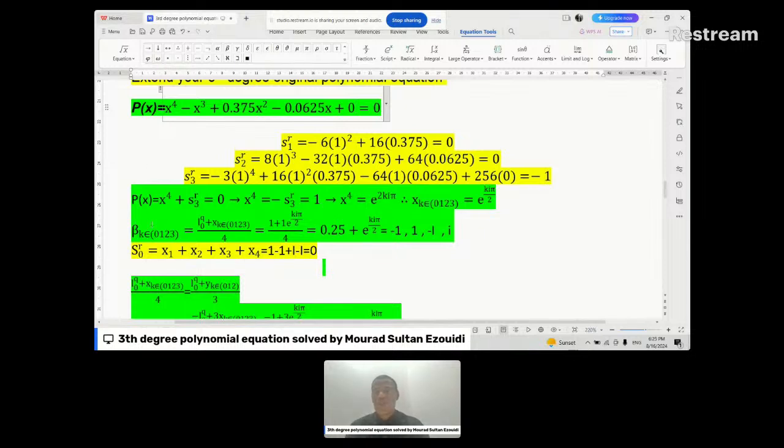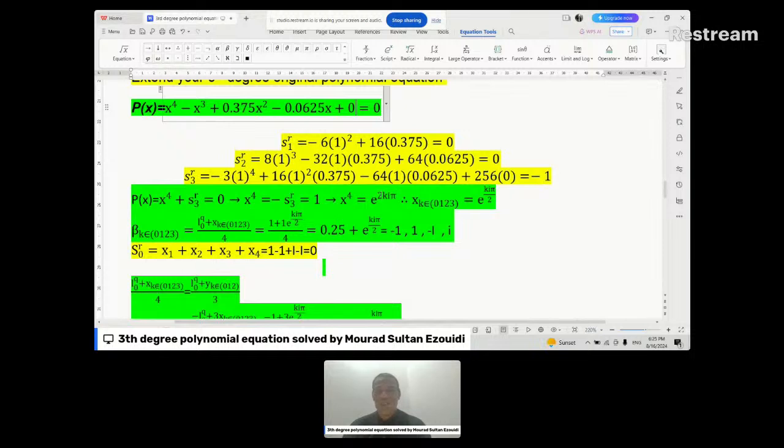Therefore, my original polynomial, learners, has to be equal to p of x equal x raised to the power 4 plus S3 of order r equal 0. Why? Simply because S1 and S2 are equal to 0. Therefore, I'm going to focus on the last value, S3 of order r. We can write S3 of order r, I will transfer on the right hand side, so it will carry that negative sign. Therefore, x to the 4 equal negative S3.